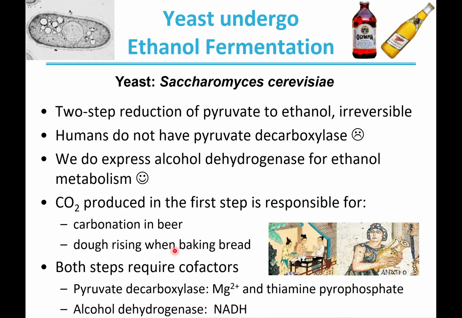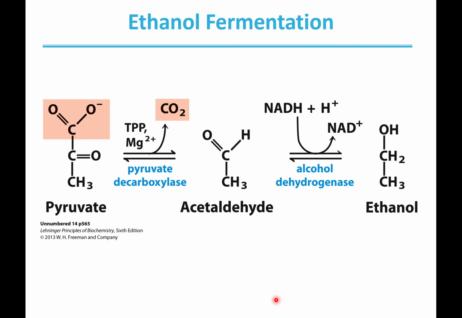Okay, both steps require cofactors. Pyruvate decarboxylase in the first step requires a magnesium ion as a cofactor, as well as something called thiamine pyrophosphate, that's abbreviated as TPP, as another cofactor. And we'll show what that looks like here in a second. Okay, the second step, alcohol dehydrogenase, it's a dehydrogenase, so it uses NADH. So that first step here, pyruvate is converted into acetaldehyde.